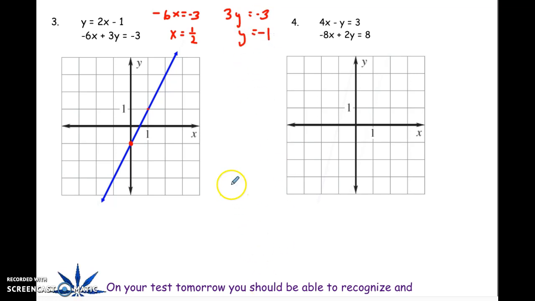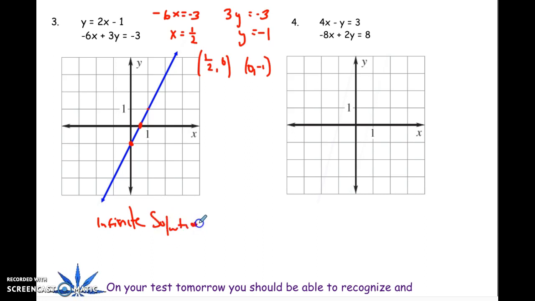And if you look at what happens here, if I have an intercept at 1/2, 0, and I have an intercept at 0, negative 1, that's actually the exact same line we just graphed. So those lines are overlapping. That's infinite. Okay, so this is what infinite solutions look like.